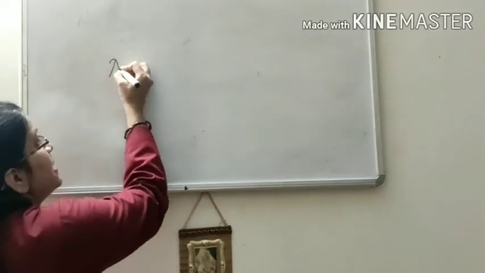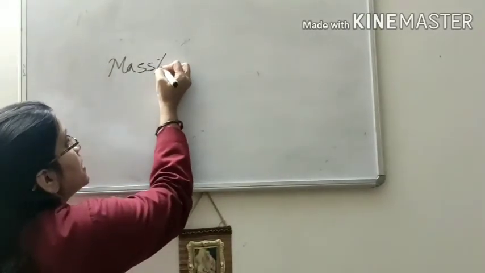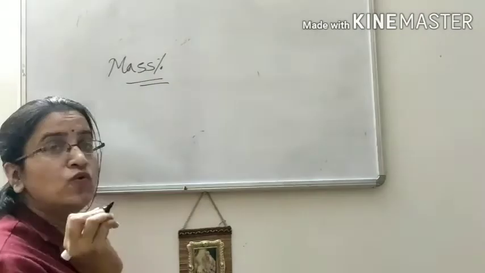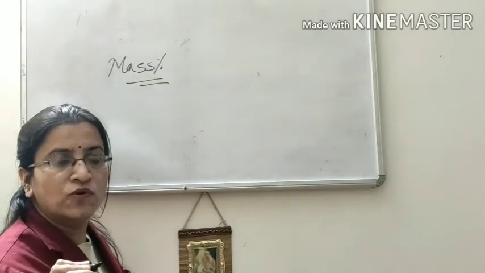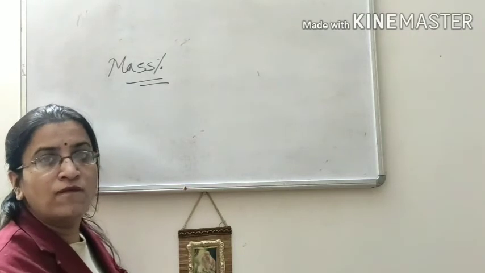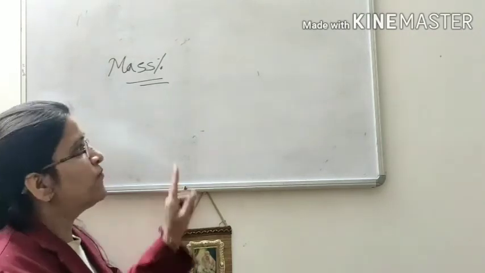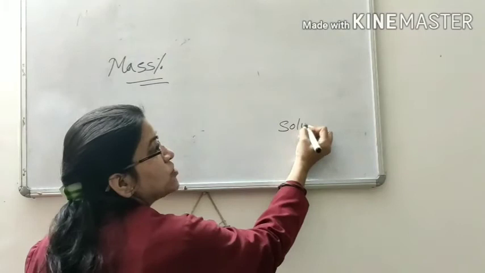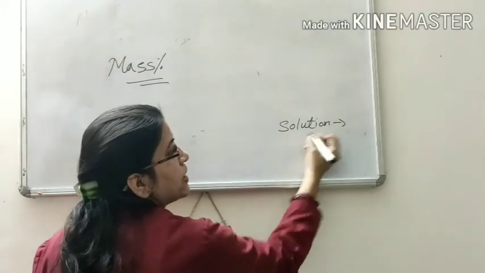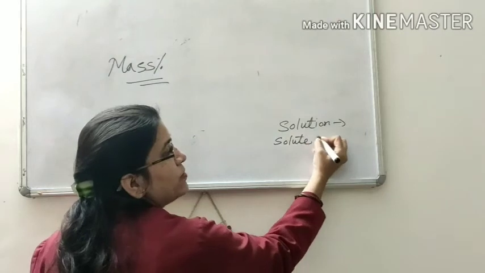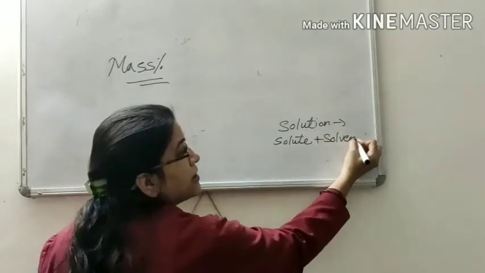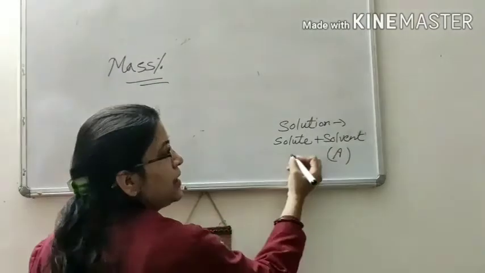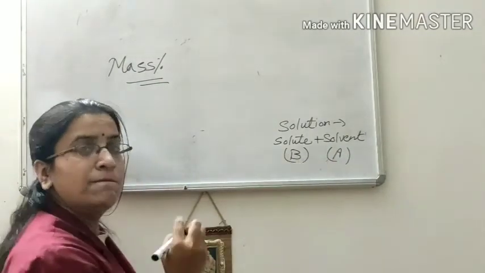So in the 9th class we learned mass percentage. So what is mass percentage? Mass percentage is the term of concentration which is used to measure the amount of solute present in a definite amount of solvent or solution. Before explaining this mass percentage, first we learn what a solution is. A solution is a mixture of solute and solvent. This solvent is mostly denoted by A and solute is mostly denoted by B.